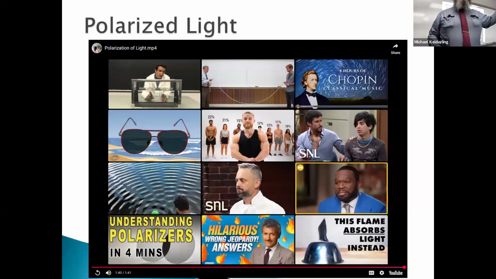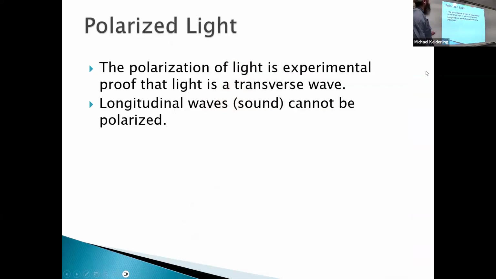And these Polaroid films are very much like the structure we saw that was polarizing the Slinky. There are a bunch of vertically aligned molecules that polarize the light, is my understanding. I don't fully know how they make polarizing films, but that's basically how it works. So polarization of light is an experimental proof that light is a transverse wave. Longitudinal waves like sound can't be polarized.